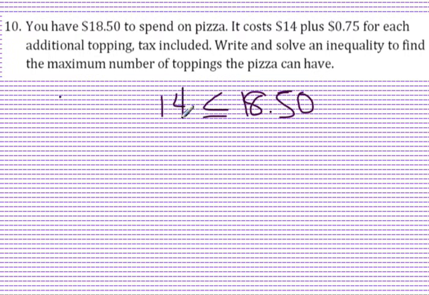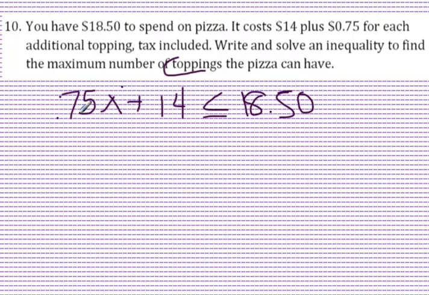So starting out, I have to pay $14. That's just to get me the bread, the sauce, and the cheese, right? But I want more than that. I want flavor. I want pepperoni. I want anchovies. Just kidding. I don't think anybody wants anchovies. So I'm going to let x represent the number of toppings. So for every x topping I buy, it's going to be 75 cents.